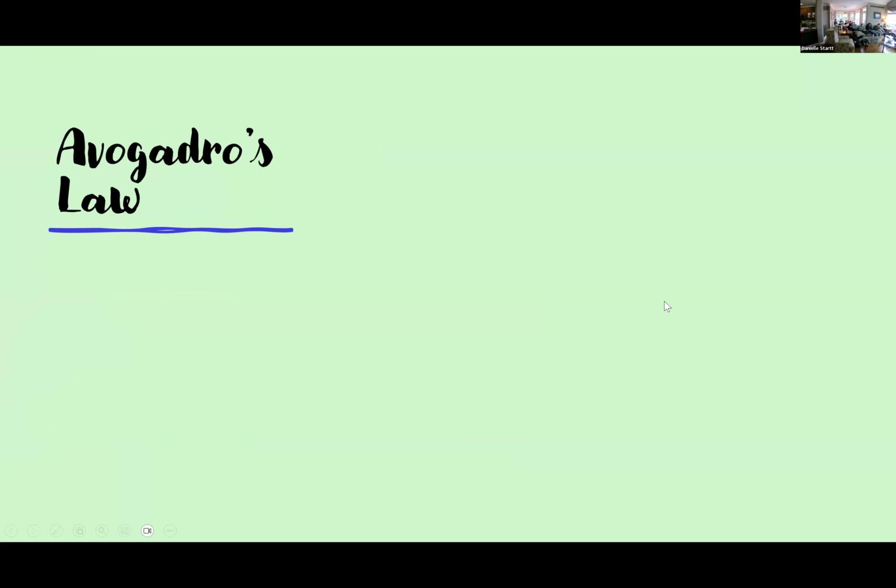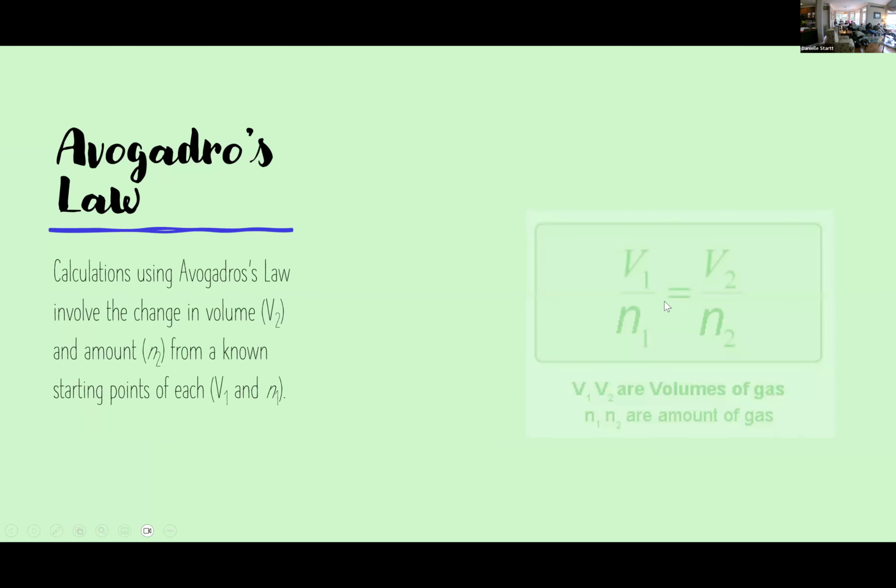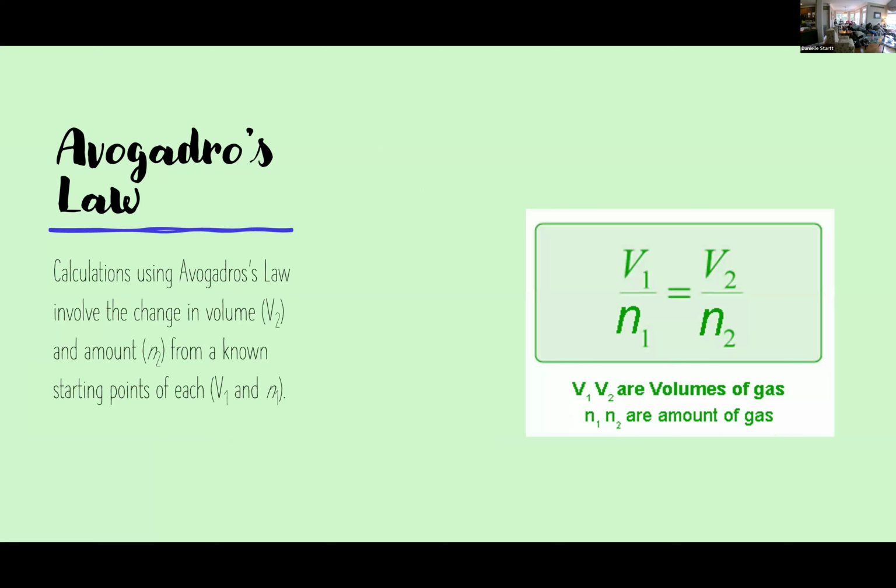So here's our Avogadro's law, again, as a calculation. You guys saw this over here. Some of you noticed, look, it's the same color. I tried to cue you in. Calculations using Avogadro's law involve the change in volume and the amount from a known starting point of each. So again, you're not doing math with the subscripts. They're just telling you. And this is your volume 1, number of particles or number of moles, and if you multiply them by whatever your constant is, you're going to get your answers for your final.